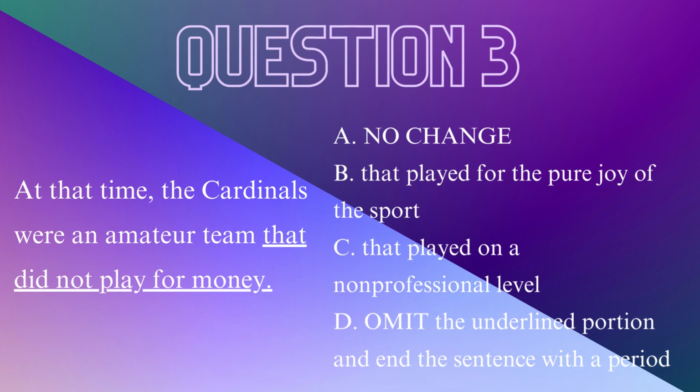Question 3. At that time, the Cardinals were an amateur team that did not play for money. So as we look at that underlined portion, can we leave that there? Or can we replace it with that they were an amateur team that played for the pure joy of the sport, that played on a non-professional level? Or D, omit the underlined portion and end the sentence with a period.